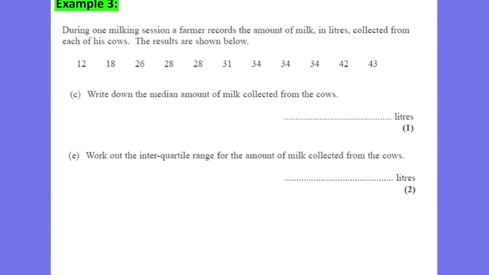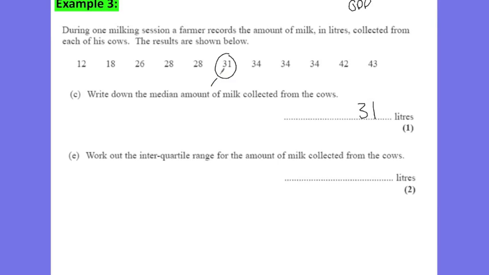Let's take a look at example 3. During one milking session, a farmer records the amount of milk in litres collected from each of his cows. The results are shown below. We can see that the results are in order, starting from 12 up to 43. We're asked to find the median amount. We have an odd number, therefore there is only one number in the middle, which is 31. 1, 2, 3, 4, 5 this side, 1, 2, 3, 4, 5 this side. So the median is 31.